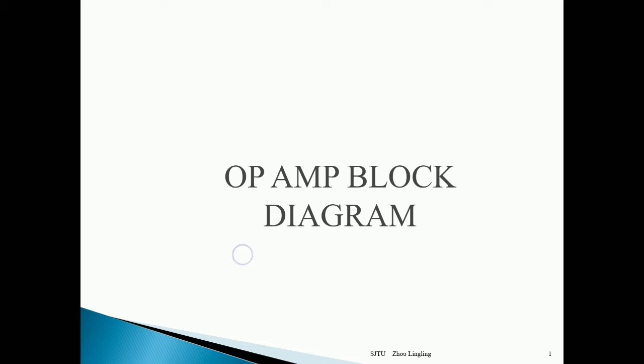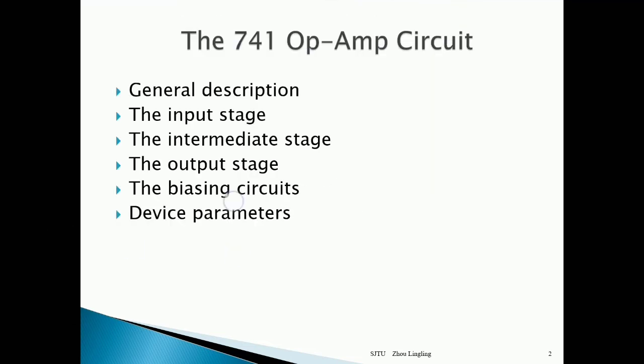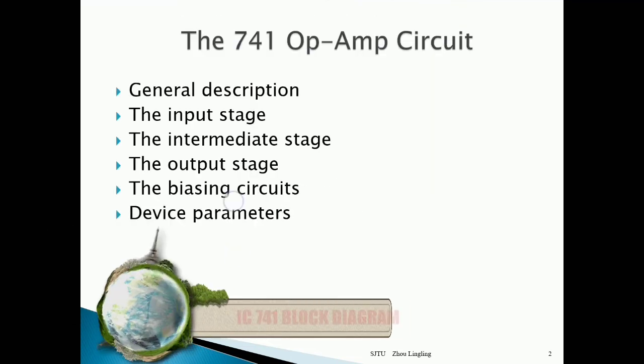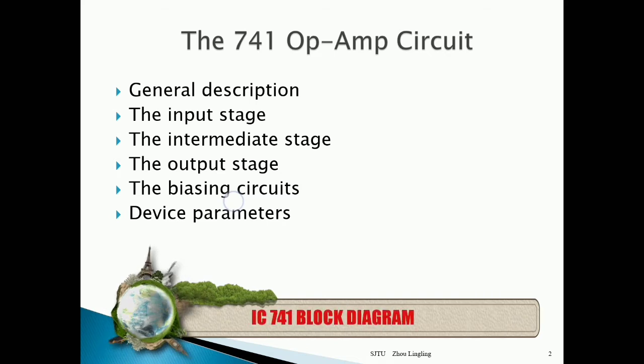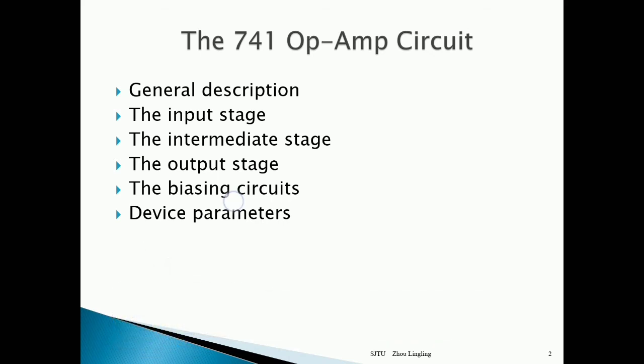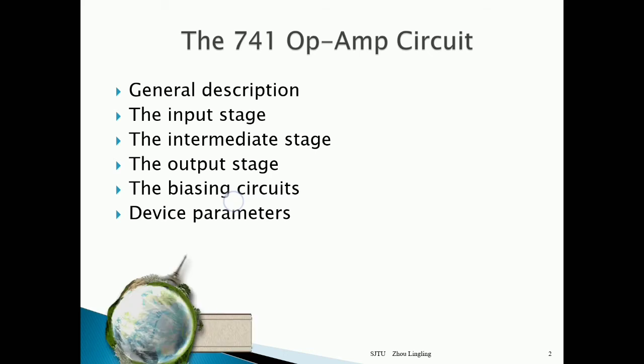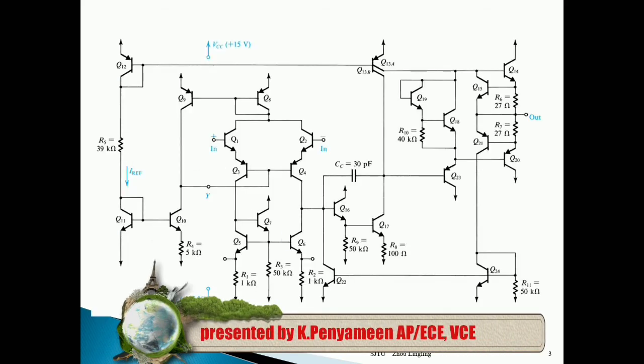In this video, I am going to explain the general operational amplifier stages, or the operational amplifier block diagram. The commercial integrated circuit operational amplifier usually consists of four cascaded blocks. The important stages of the operational amplifier IC 741 are the input stage, the intermediate stage, and the output stage. These are the important stages in the general operational amplifier.